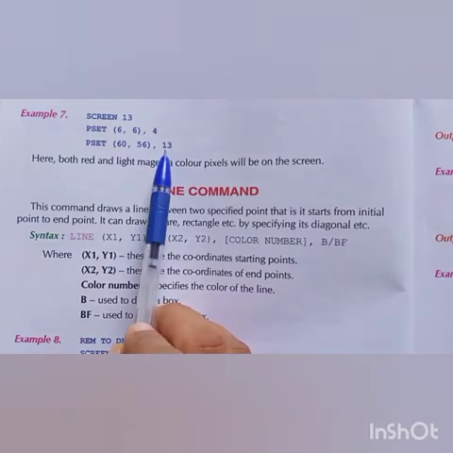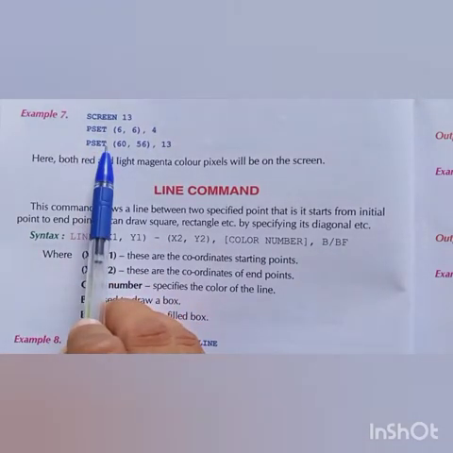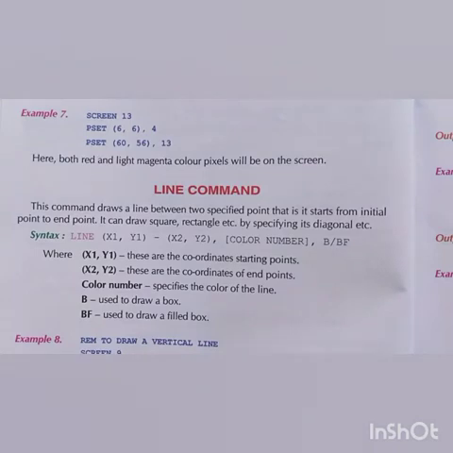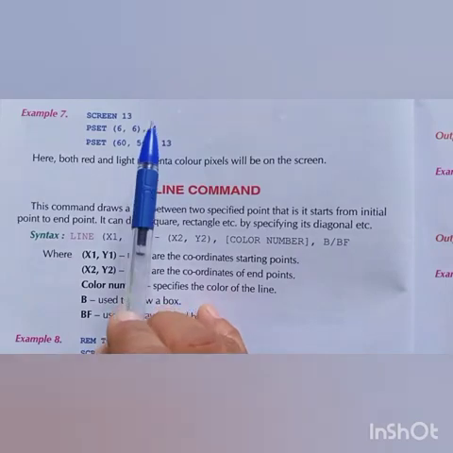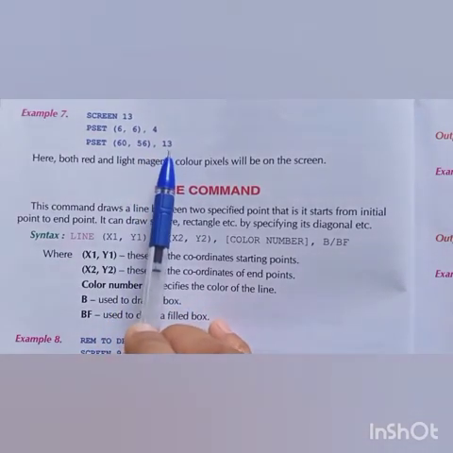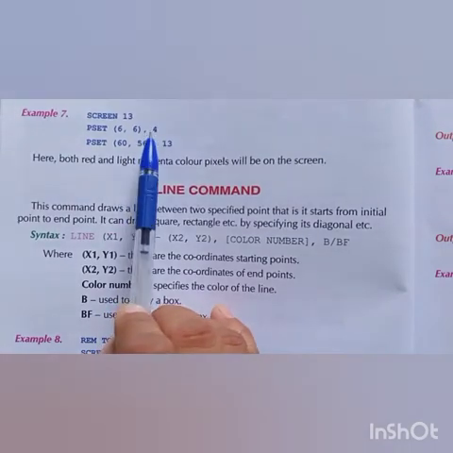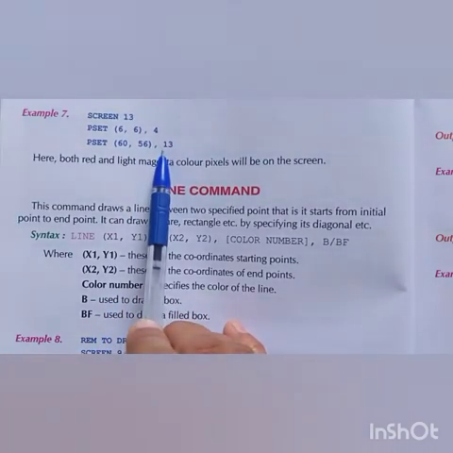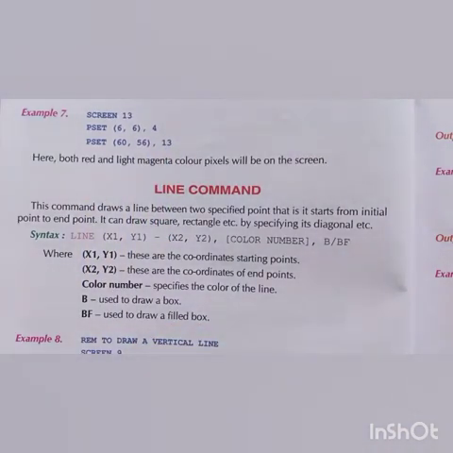Now the only difference is that so far we were getting only one pixel on the screen, but here when we have used two PSET commands, we will be getting two pixels on the screen, one of red color and the other of light magenta color. With this you will get a red dot on the screen, and with this you will get a light magenta pixel on the screen. So if you wish to have more pixels, you may make use of more PSET commands.